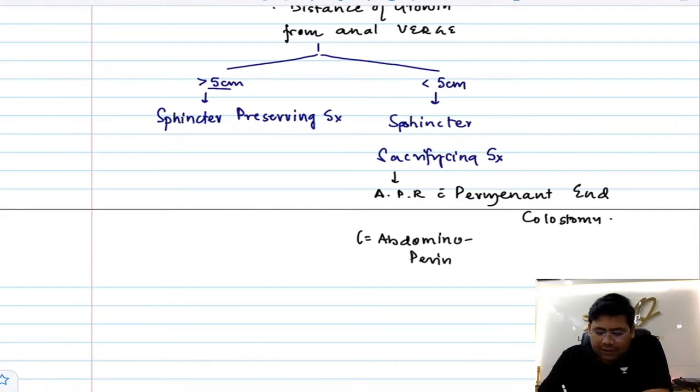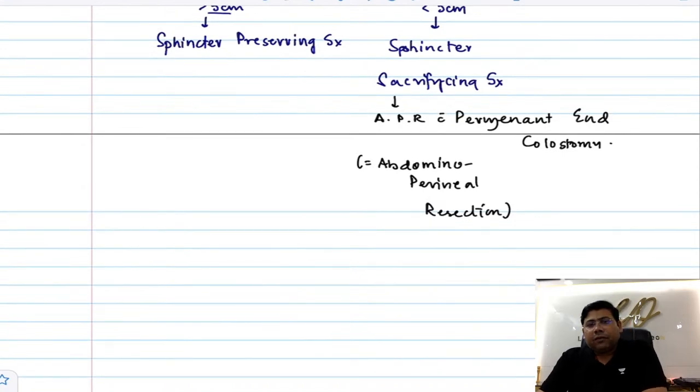APR is abdominoperineal resection. Why is this known as abdominoperineal resection? Because half of the surgery is completed by the abdominal route and half of the surgery is completed by the rectal or the perineal route. Nowadays, the abdominal part you can do via laparoscopy also, and the remaining perineal part you will have to do as an open dissection around the anal orifice. I'll tell you about the surgery very soon when I show it to you.